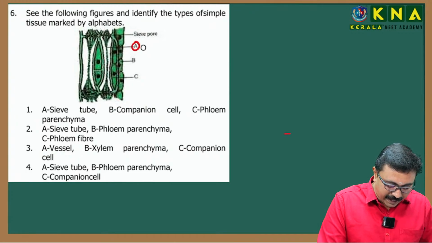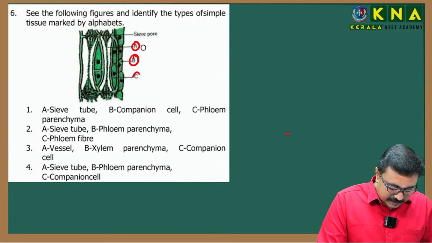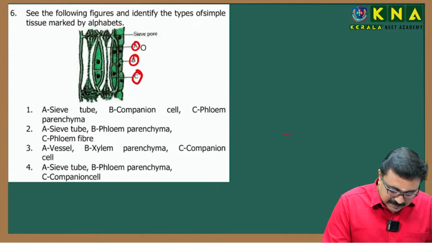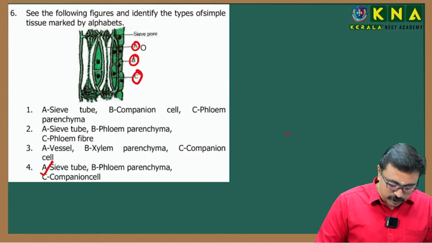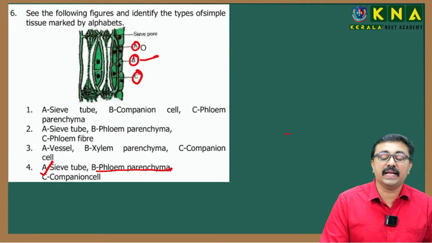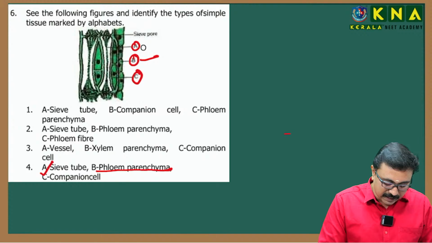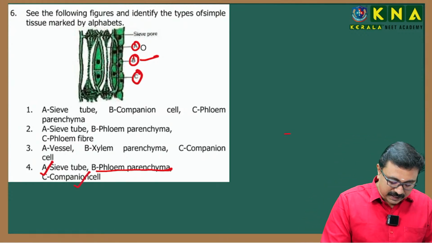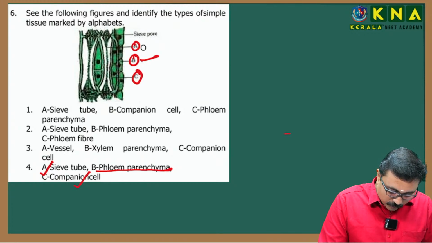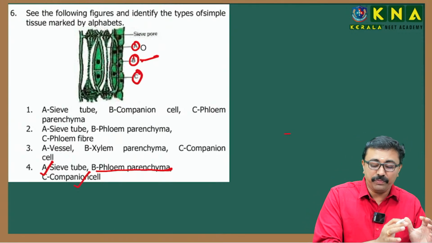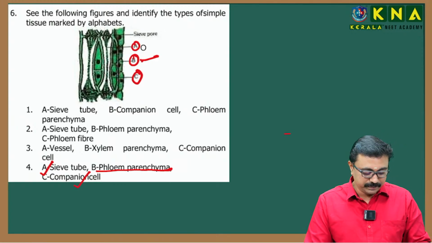Question number 6, A, B and C. A is sieve tube, and B is phloem parenchyma, and C is the cell that controls the function of sieve tube, and the cell is companion cells. So you can say that sieve tube, then there is phloem parenchyma, and then there is companion cells. These are 3 important types of cells in phloem complex tissue.